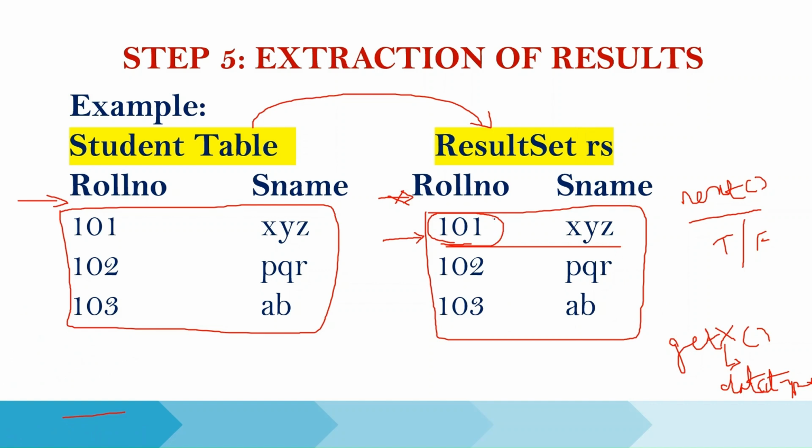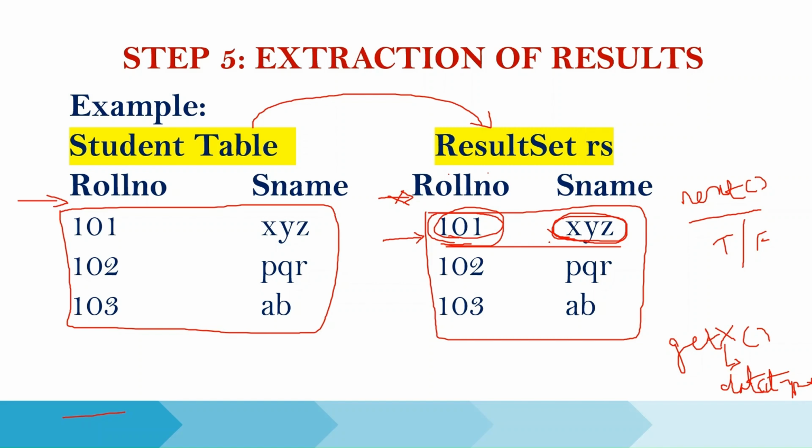Now here this 101 is a roll number and it is an integer, right? So I need to write rs.getInt(1), first column, and this xyz is becoming rs.getString(2). So this has been extracted with getInt(1) because it's an integer type. This has been extracted with getString(2) because it's a varchar type.